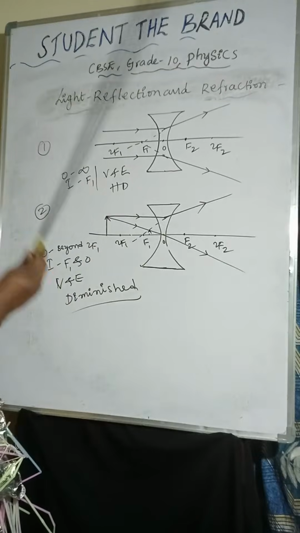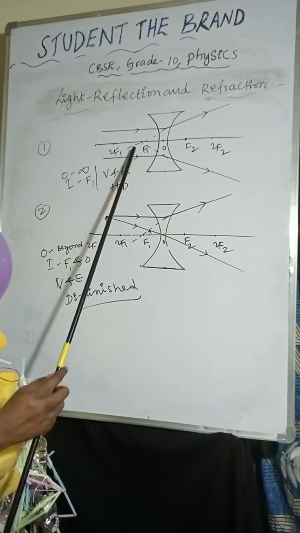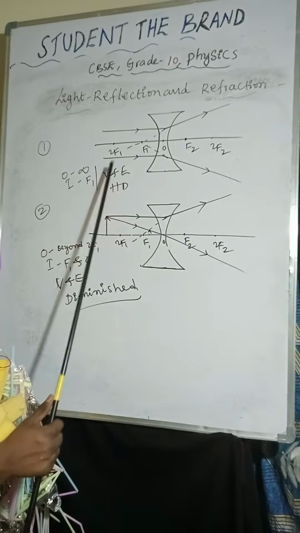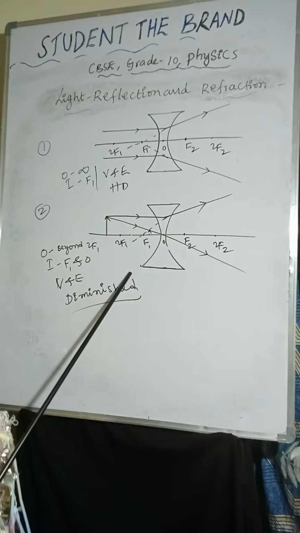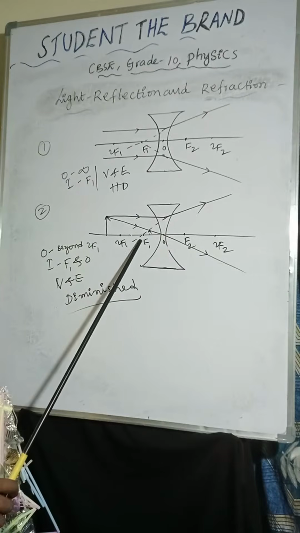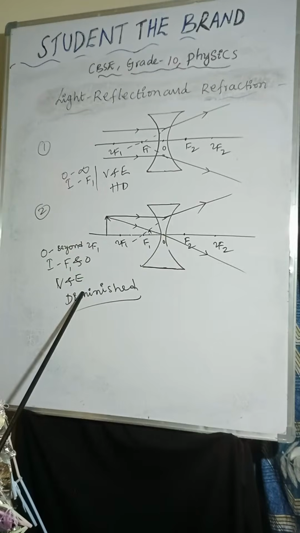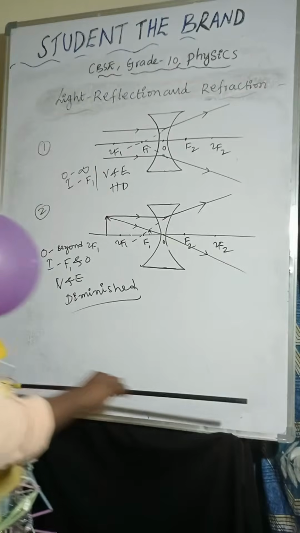Understood? So here you can observe object is placed at infinity, image is forming at focus. So nature of the image is virtual, erect and highly diminished. Object is placed beyond F1, image is forming between F1 and O. So nature of the image is virtual, erect and diminished. Compared to the object, image size is decreased.